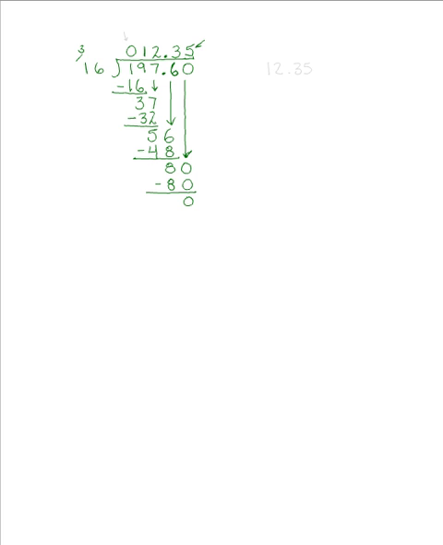We don't need this 0 out front. We call that a leading 0, and in mathematics, any zeros that you have in front of a whole number can be discarded. So the final answer for this problem is 12.35.